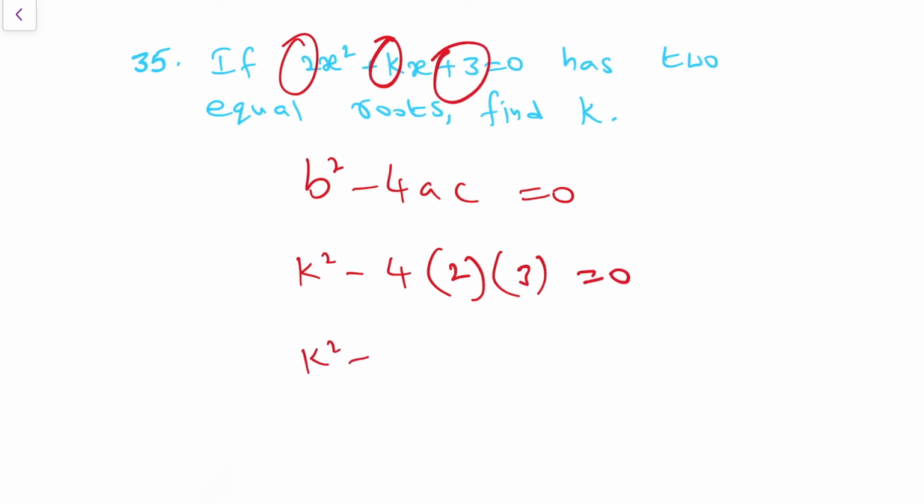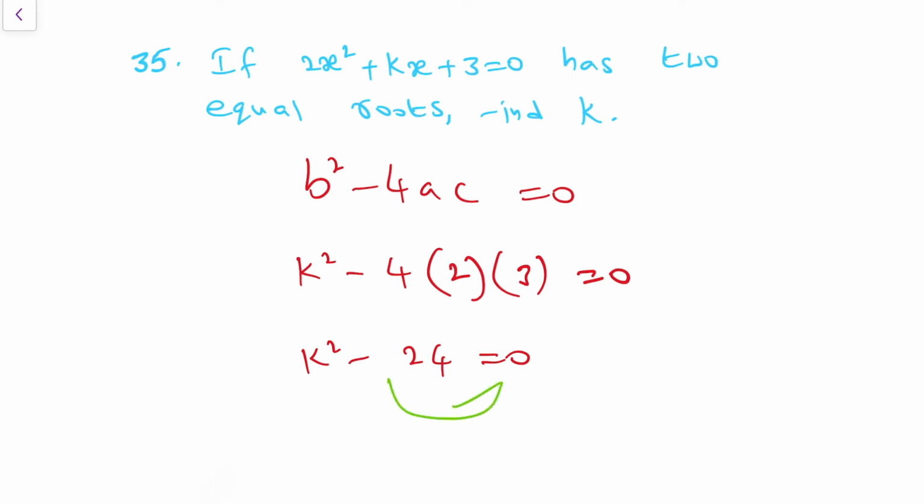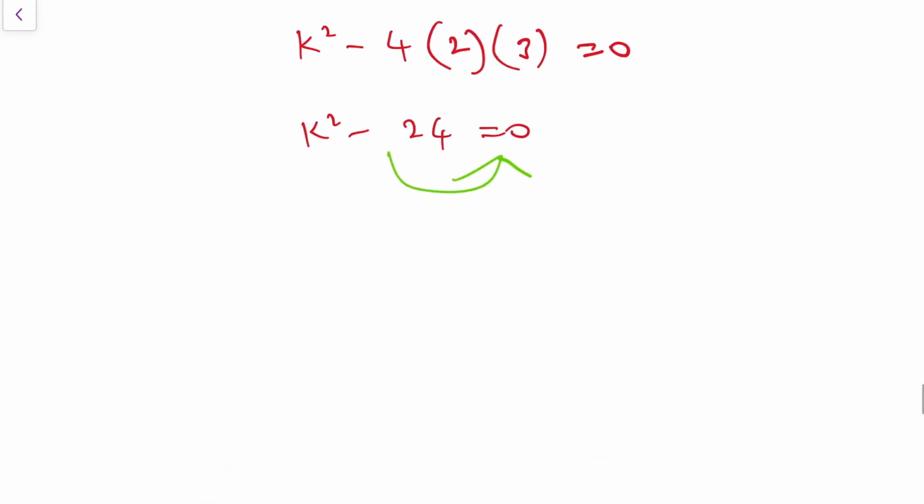k square minus 4 2s are 8, 8 3s are 24, equals 0. We need to find the k value, so take minus 24 to the right side, it becomes plus 24. So we get k square is equal to 24. Then what will be the k value? Plus or minus under root 24. So this is the value of k.